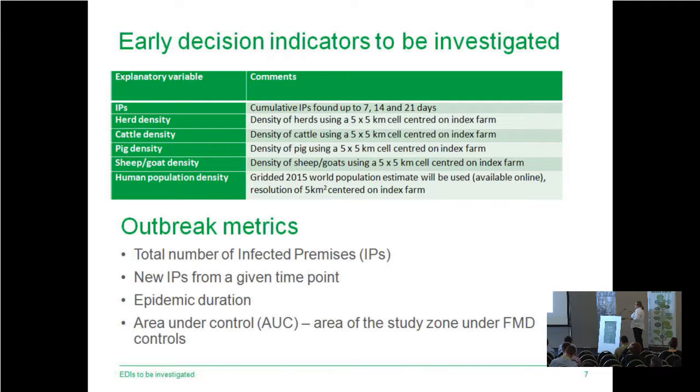And our measurement of severity, as in the outbreak metrics, is the total number of IPs for the entire simulation, the new IPs from a given time point, which in this case we've used 7 days, 14 days, and 21 days, and then the epidemic duration from beginning to end, and the area under control, which is a 10-kilometre buffer zone around each individual IP.